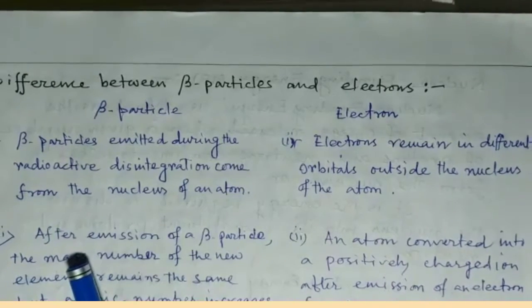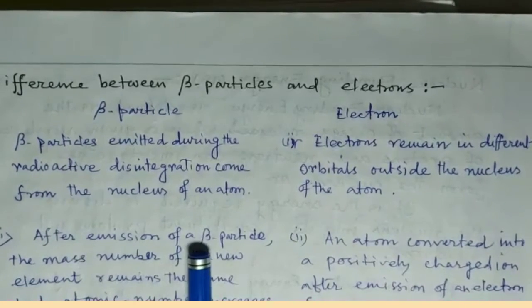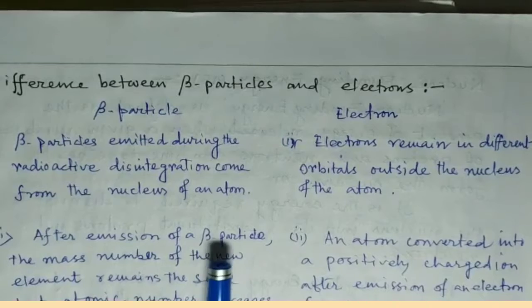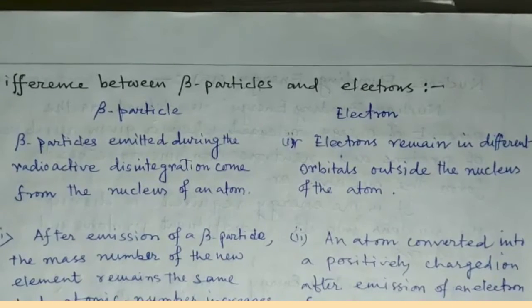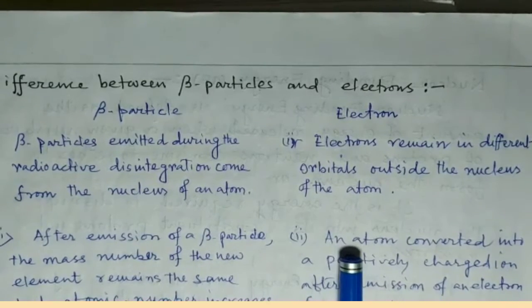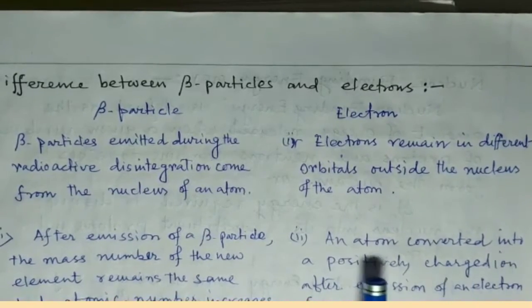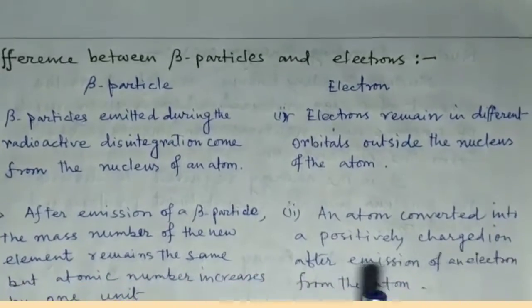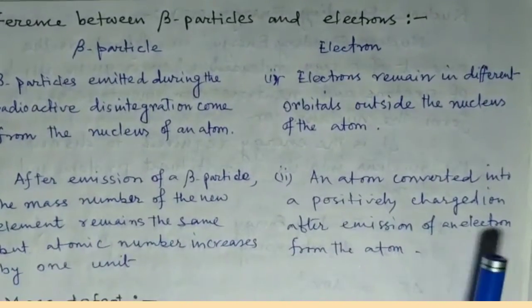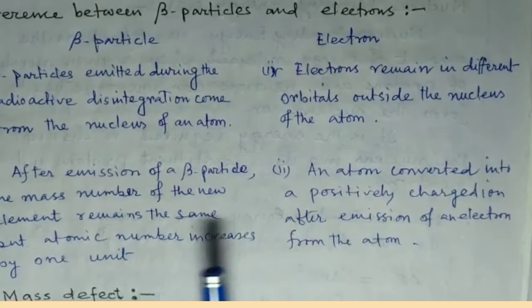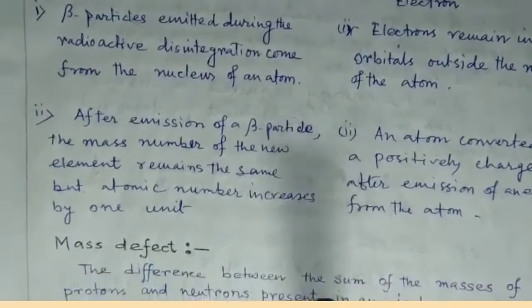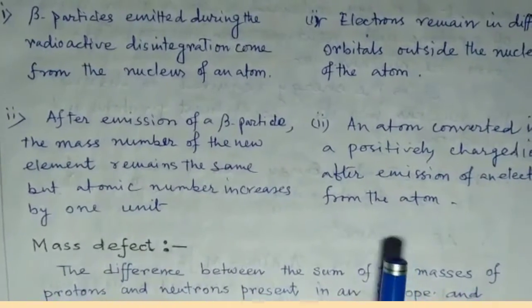The second difference is that after emission of a beta particle, the mass number of the new element remains the same, but the atomic number increases by 1 unit. An atom is converted into a positively charged ion after emission of an electron from the atom. These are the two differences between beta particles and electrons.